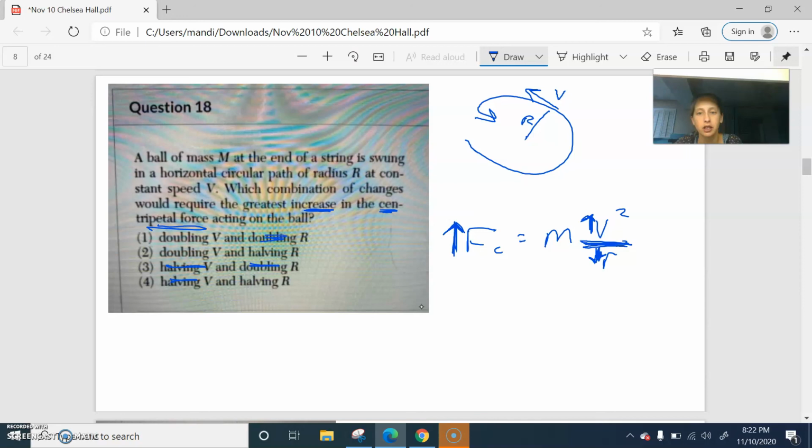Not halving. This one, you double the velocity and you halve the radius. That's the way.